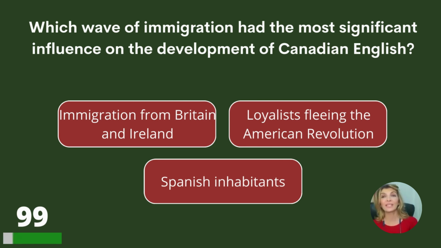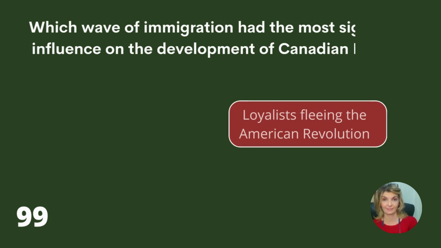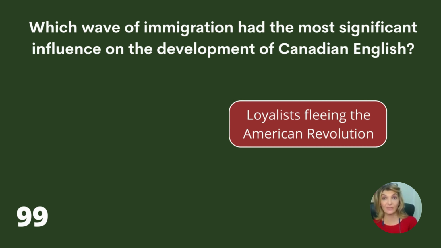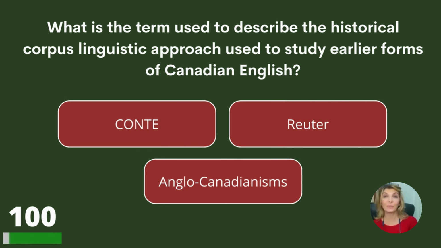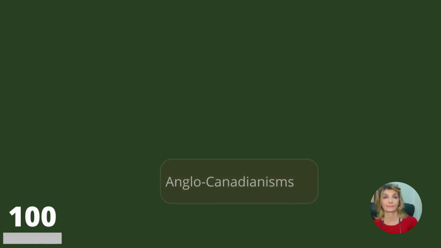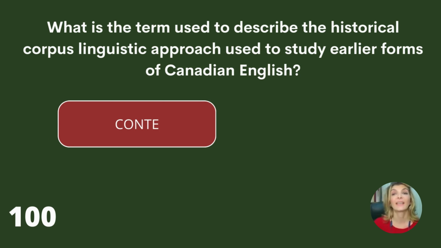Which wave of immigration had the most significant influence on the development of Canadian English? Immigration from Britain and Ireland, loyalists fleeing the American Revolution, or Spanish inhabitants? Loyalists fleeing the American Revolution. Question 100. What is the term used to describe the historical corpus linguistic approach used to study earlier forms of Canadian English? Conte, Reuter, or Anglo-Canadianisms? Conte.